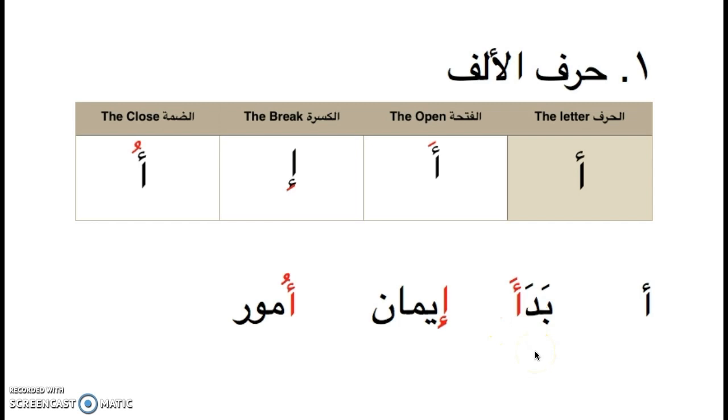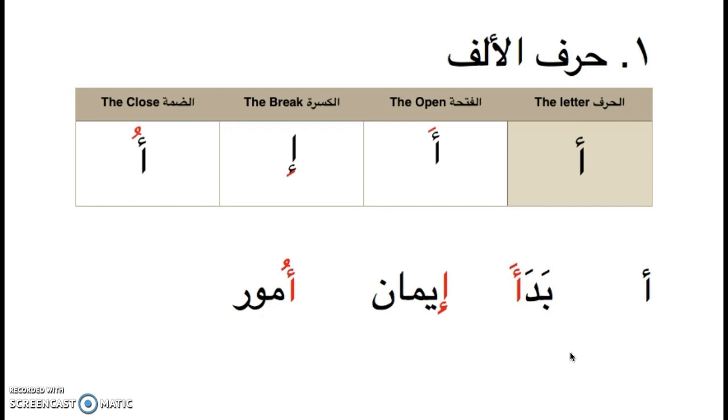Bada'a means he started. Bada'a. Can you see how we said that letter? Here is Iman. Iman means certainty, and some people translate it to faith, like it's the most translated one, but in my opinion it's more of certainty, like a belief. Anyhow, third one is umur. Umur means matters. Umur. All right, well, if you haven't got the gist of it, we have 27 letters to go, and we'll do it with each letter very slowly. It might take us two videos, but we'll do it.